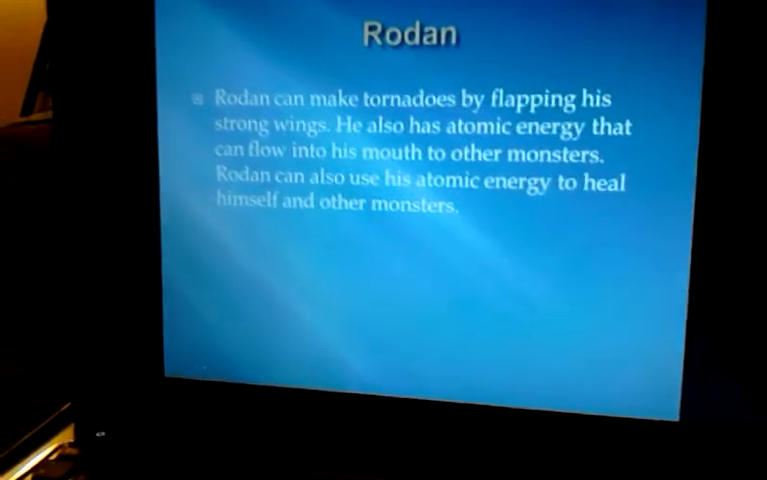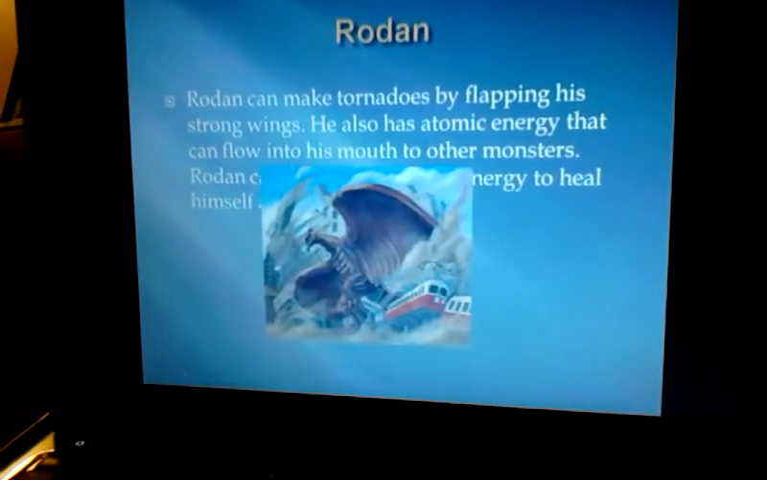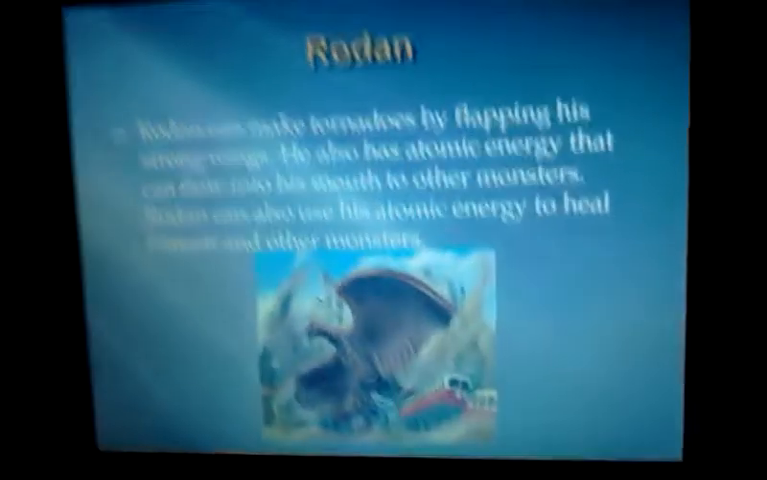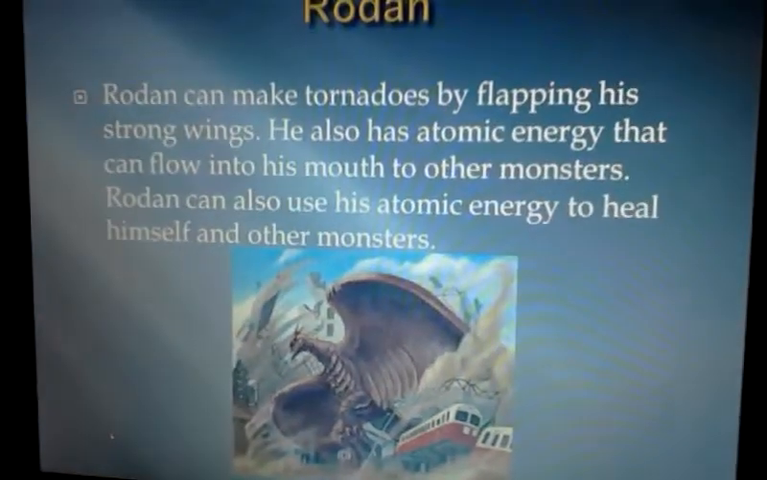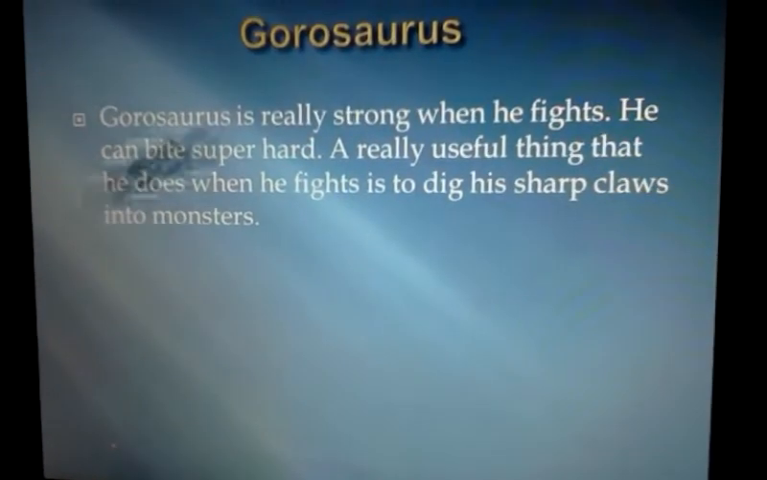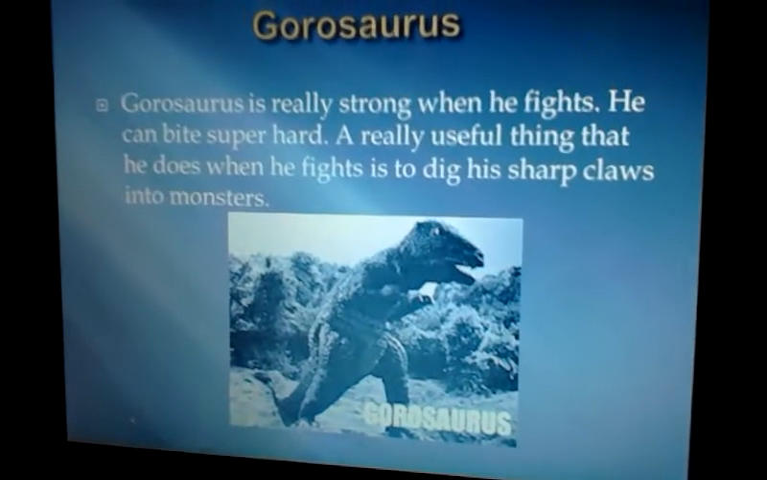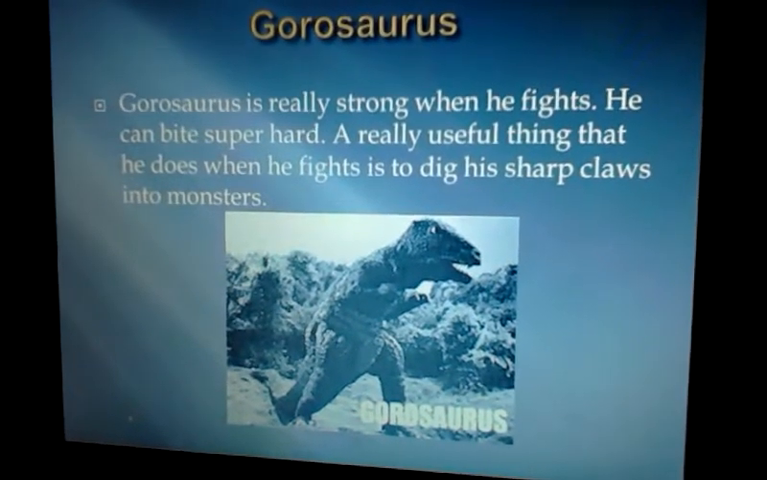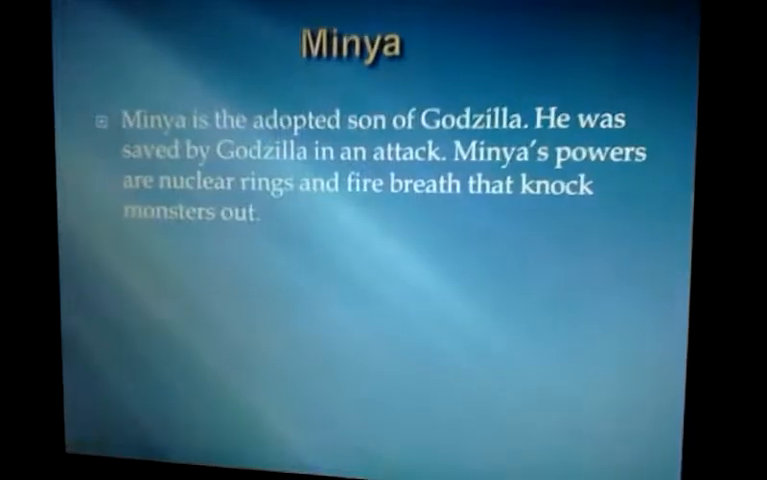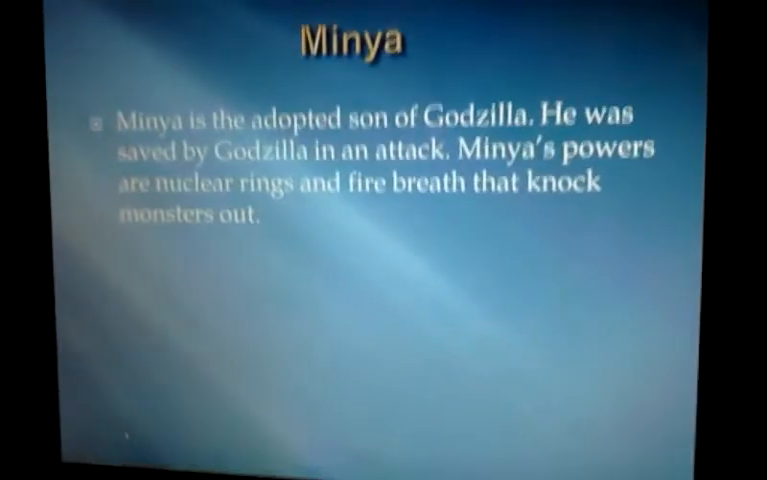Rodan. This one is for Rodan, and that's the picture that we chose for it, because he's making a tornado with his wings. You can see it there. Gorosaurus. For Gorosaurus, we chose this one because it's black and white, which makes it cooler. And that's the transition. And this is Minya.